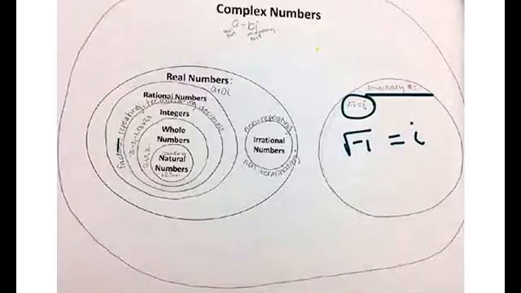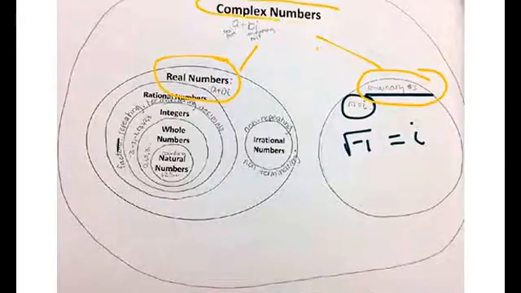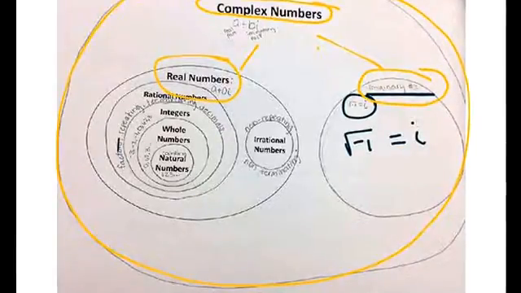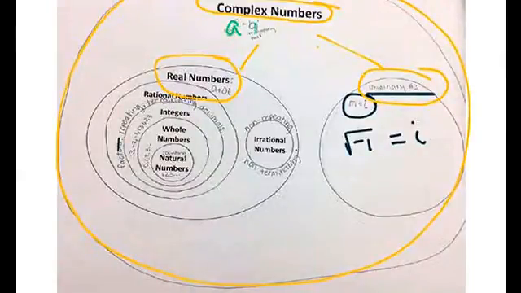Now, when we take real numbers and imaginary numbers together, they make complex numbers. All real numbers are complex numbers. All imaginary numbers are complex numbers. Why? Because both sets are inside our complex number circle. Now, complex numbers can all be written in this form. I'm going to write over what's on here just because you can't see it. a plus bi.